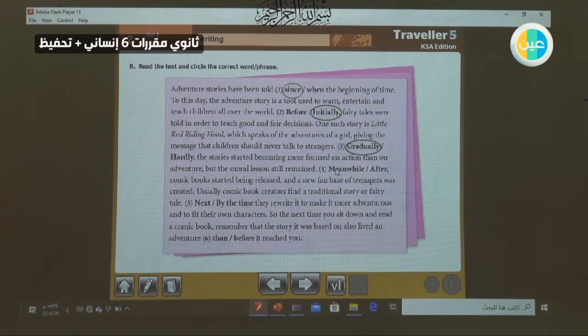Meanwhile, or after, comic books started being released, published, and a new fan base of teenagers was created. So, for sure, we will go with meanwhile. Usually, comic book creators, it means authors or publishers, find a traditional story or fairy tale. So most comic stories depend on traditional stories or fairy tales. Next, or by the time, they rewrite it to make it more adventurous and to fit their own characters.